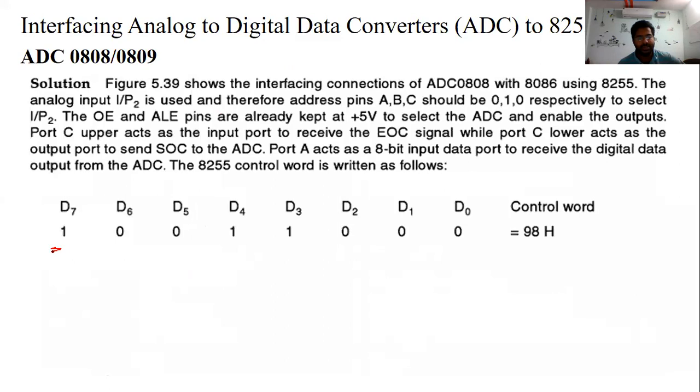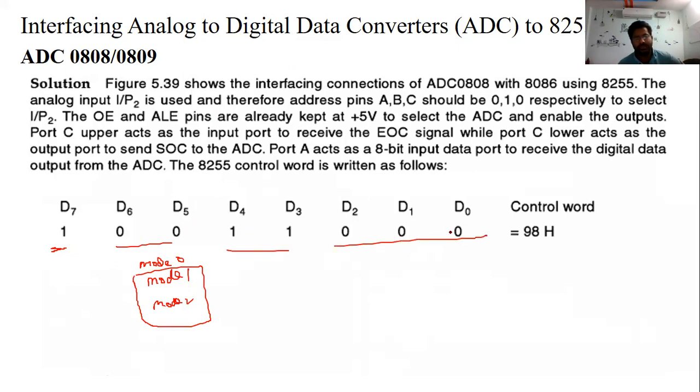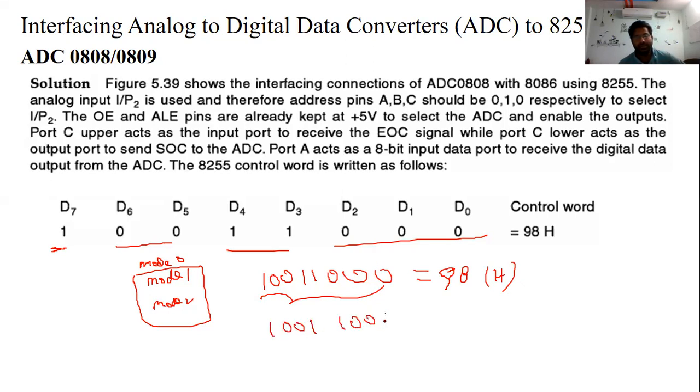See this: 1 0 0 for mode 0. Or you can take mode 1 or mode 2 also, not an issue, but in the problem they take mode 0. Then 1 1 and 0 0. This entire number 1 0 0 1 1 0 0 0 gives 98H. The first nibble is 9, the second is 8, so 98H.